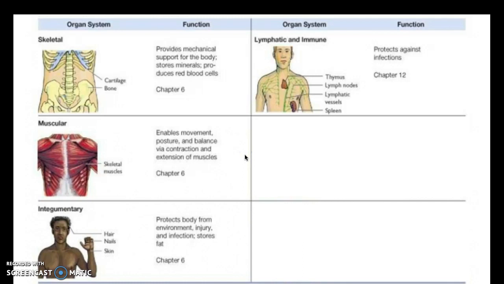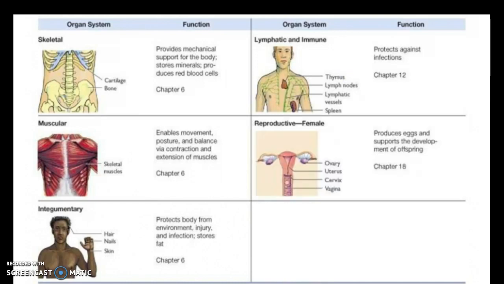Then we have the lymphatic and immune system. The lymphatic system, the immune system, protects us against those infections, just in case they got past the integumentary system. The thymus, again, the lymph nodes, lymphatic vessels, and even your spleen. They're all part of the lymphatic and immune system, creating white blood cells, helping us make antibodies so that we can fight off infections.